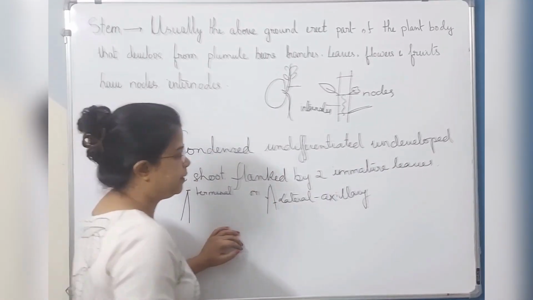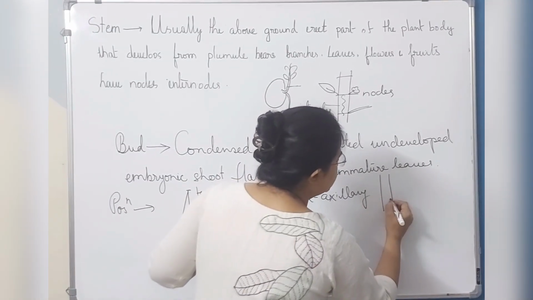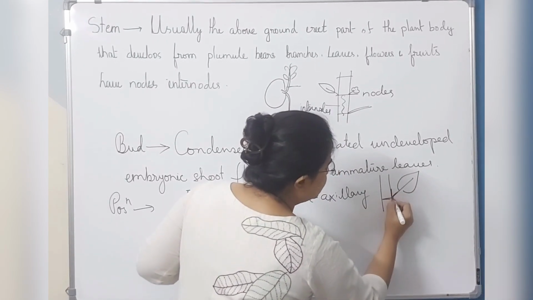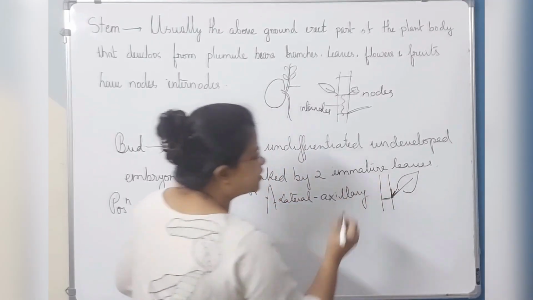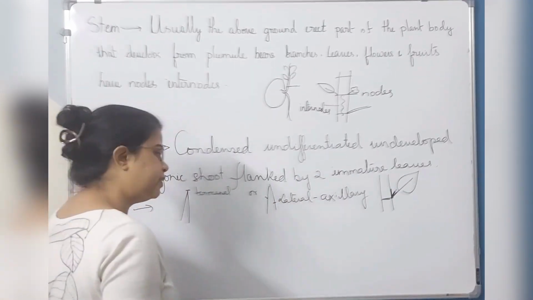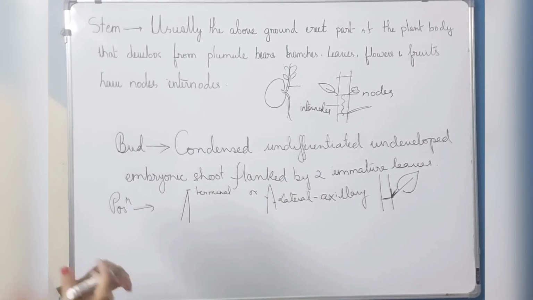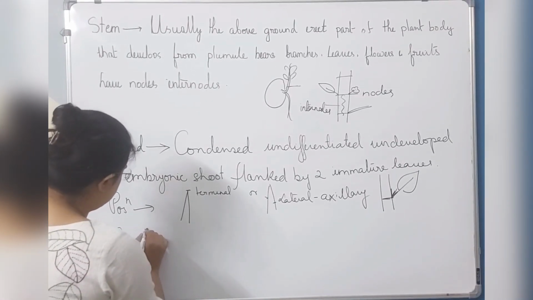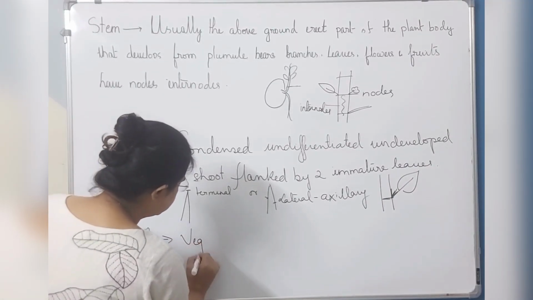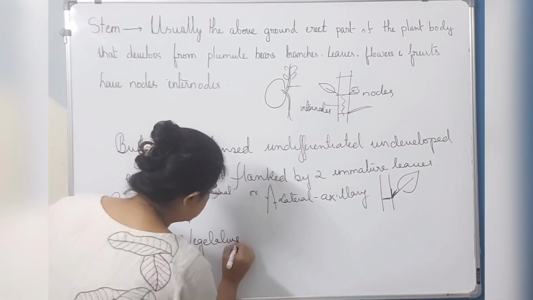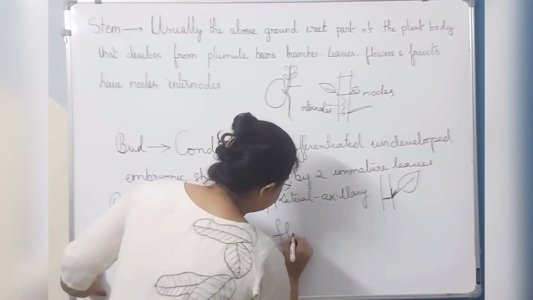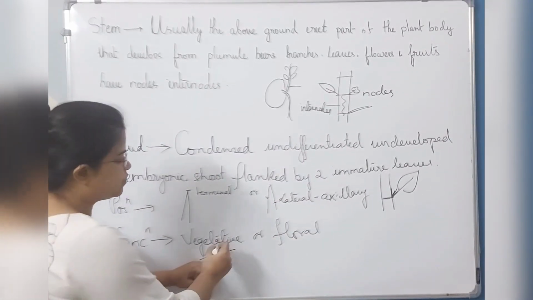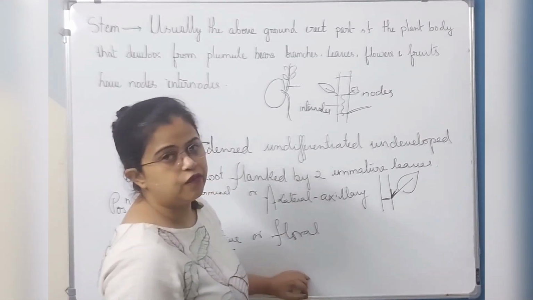Axillary bud कहाँ होता है? This is the stem. ये node है, ये leaf है. Clear? This is the axil. This angle. यहाँ पे जो bud रहता है, that is called the axillary bud. Now, according to function, or according to what they give rise to, buds can be vegetative or floral. If it is giving rise to leaves or branches, it is vegetative. If it is giving rise to flower, it is floral.